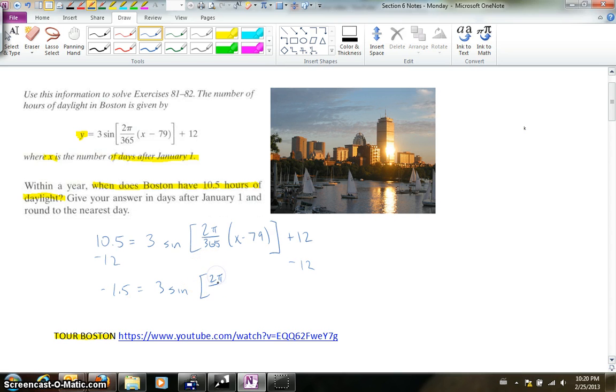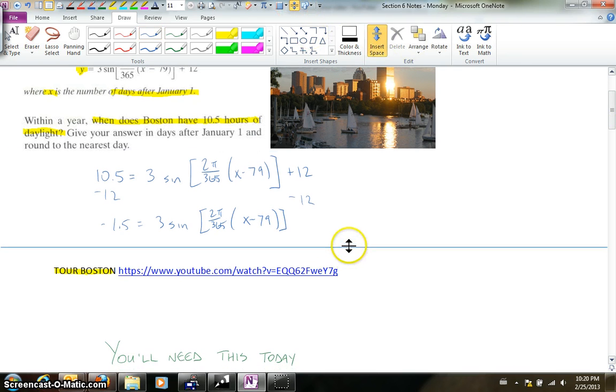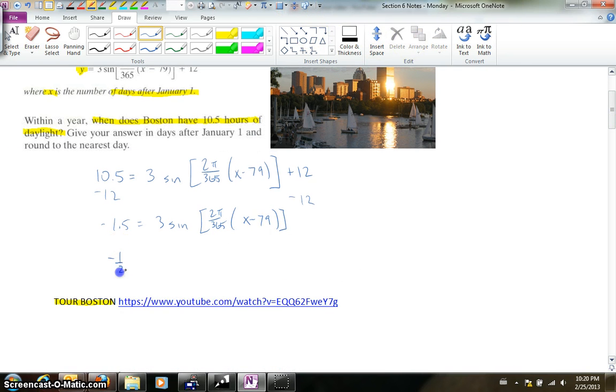Bracket 2 pi over 365, x minus 79. I could divide everything by 3 now. And when I do that, on the right side I get just negative 1/2 equals the sine of bracket 2 pi over 365, x minus 79. So those steps are consistent with what we tried on the other problems, but instead of just a nice x in here, we have this 2 pi over 365 times x minus 79, creating a bit of a nightmare.